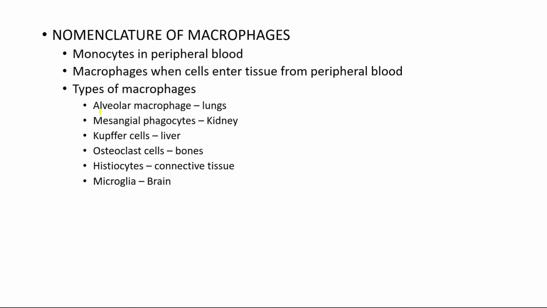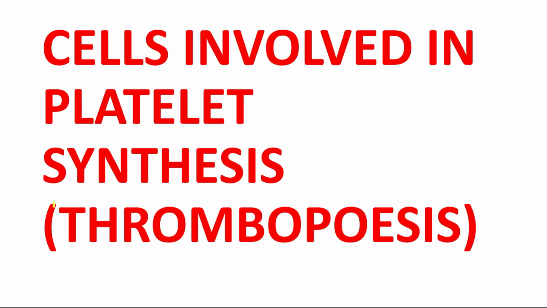Whenever you actually get to looking at the histologic images, it's important to remember that in the lungs, they're considered alveolar macrophages, but macrophages in the kidney are mesangial phagocytes, and in the liver, they're Kupffer cells. And in the bones, they're osteoclasts. In connective tissue, they are histiocytes. And in the brain, they're called microglia.